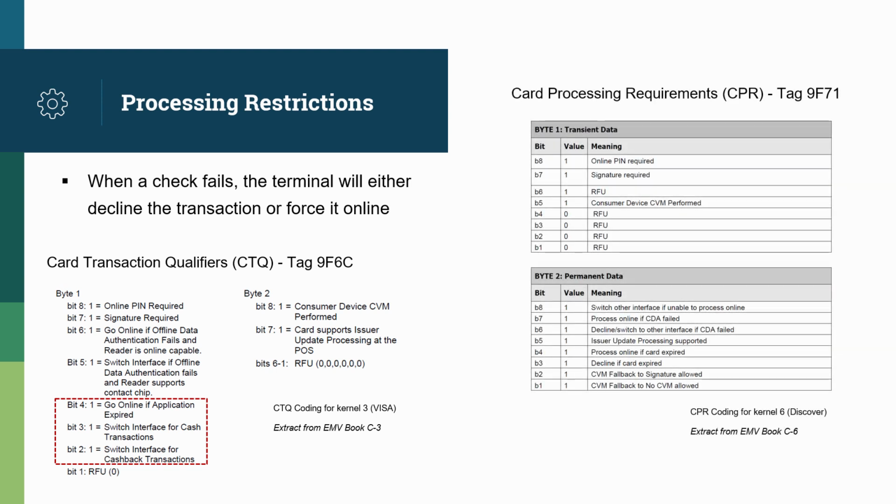With kernel 6, the terminal would receive the card processing requirements from the card, tag 9F71. The concept is the same. If the card application is expired, the card issuer may instruct any terminal to either force the transaction online or to decline it, depending on which bit is set in the CPR. Checks on the transaction type are processed later in the terminal action analysis step for kernel 6.